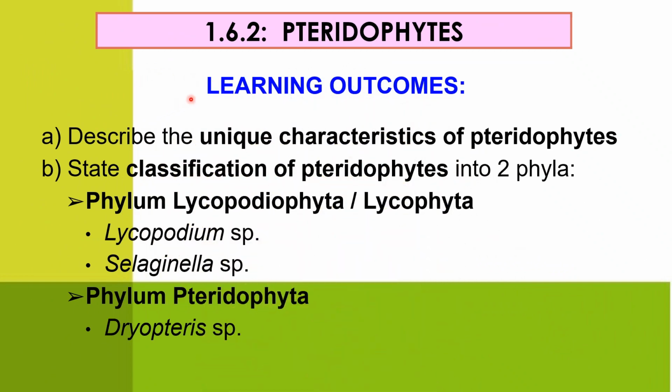And now we look at the second group of kingdom Plantae, which is the pteridophytes. At the end of the lesson, students should be able to describe the unique characteristics of pteridophytes, and second, state the classification of pteridophytes into two phyla.